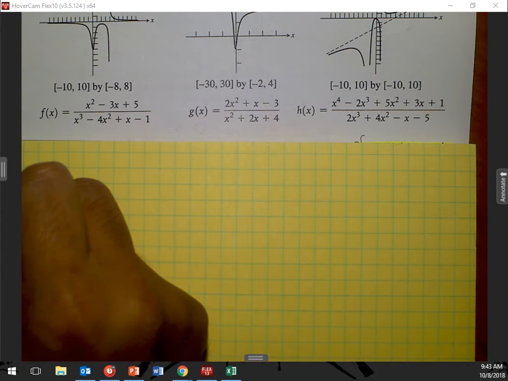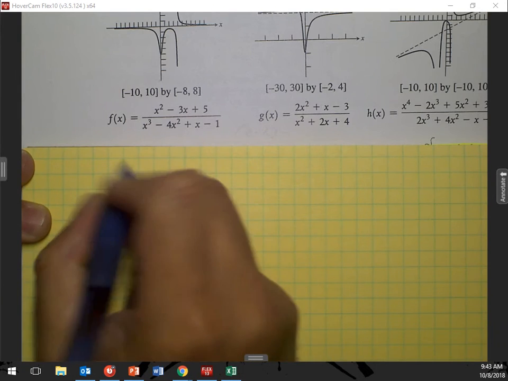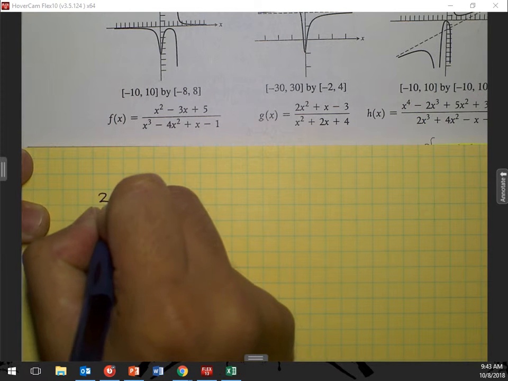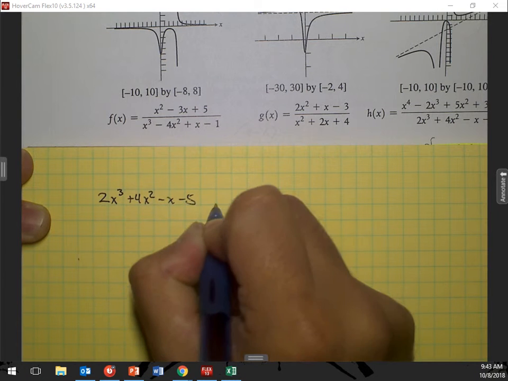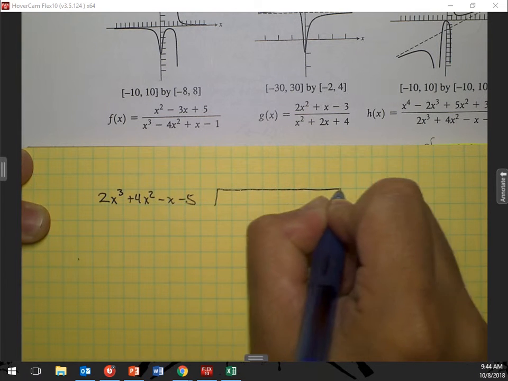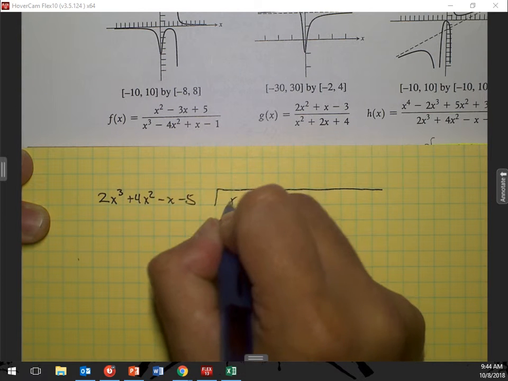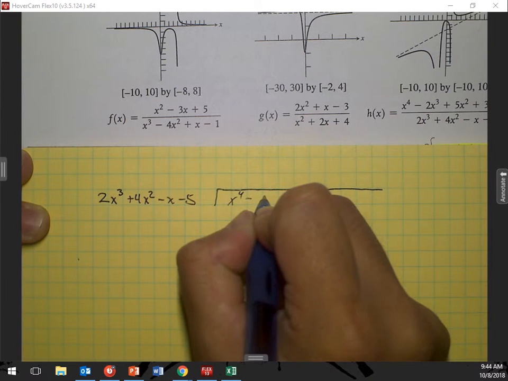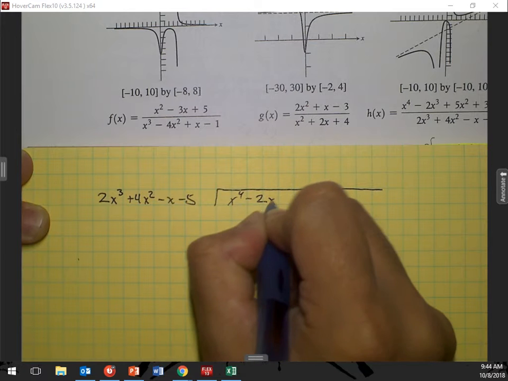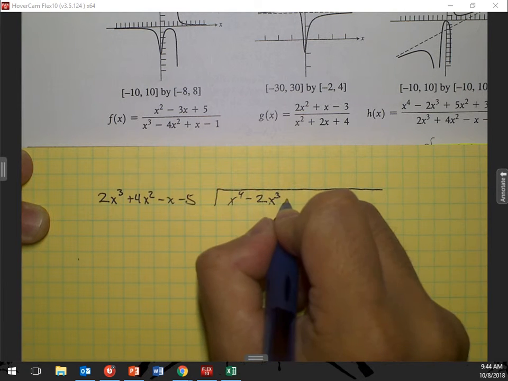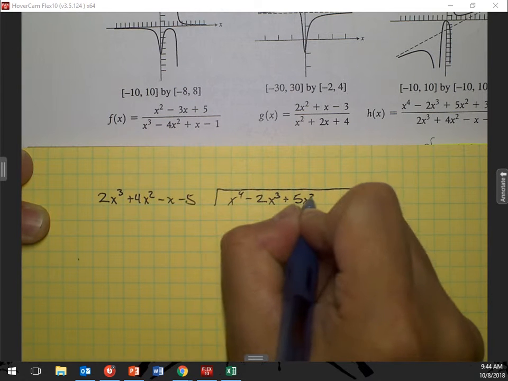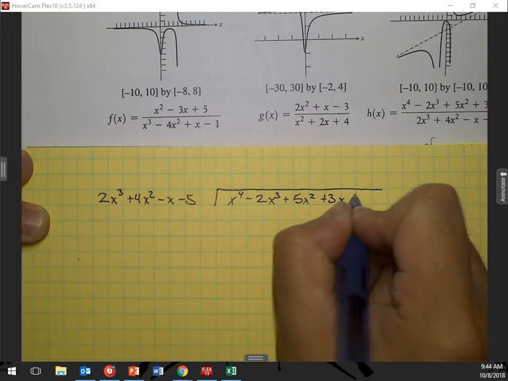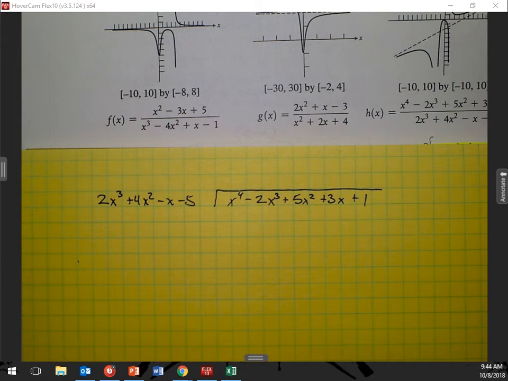So on the outside, I'm going to have 2x cubed plus 4x squared minus x minus 5. And on the inside goes the rest of this mess: x fourth minus 2x cubed plus 5x squared plus 3x plus 1. Okay, there we go. Now, this is actually going to be a very, very short one.